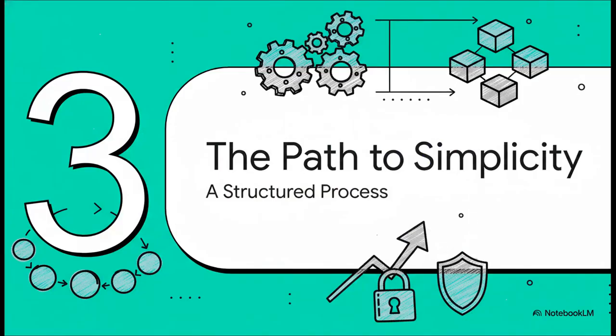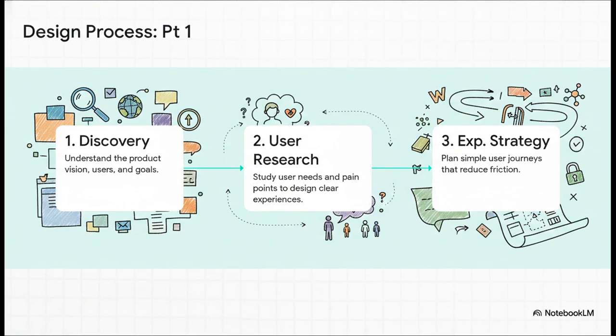Okay, so how do they actually pull this off? It's not some kind of magic wand. It's a really deliberate step-by-step process. Let's walk through that path to simplicity. It all starts with building a solid foundation. First up, product discovery. This is where designers basically become investigators, digging deep to understand the real purpose of the product. Next, they shift focus to the who with user research. They're trying to get inside the minds of the actual users. What are their pain points? What do they really need? And once they have those answers, they create the experience strategy, which is essentially the master plan for creating a smooth, simple journey for the user.